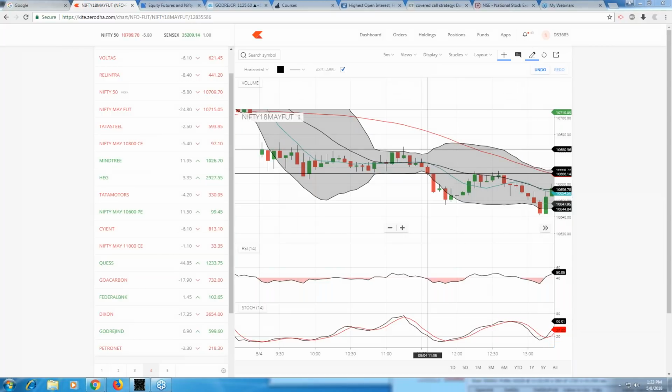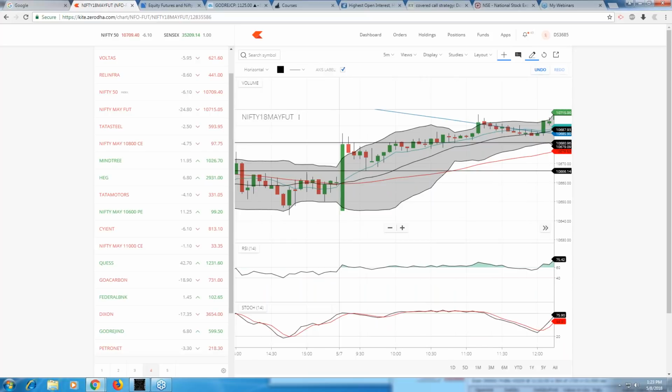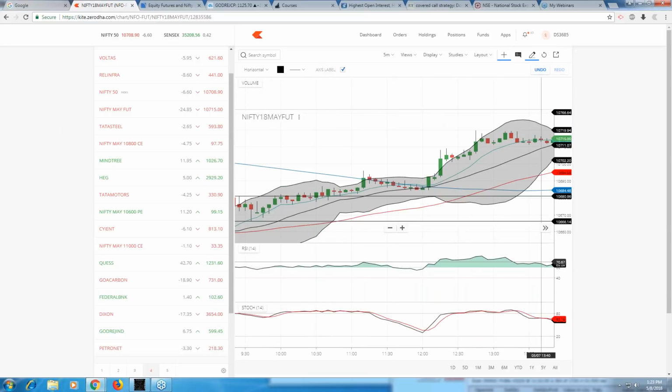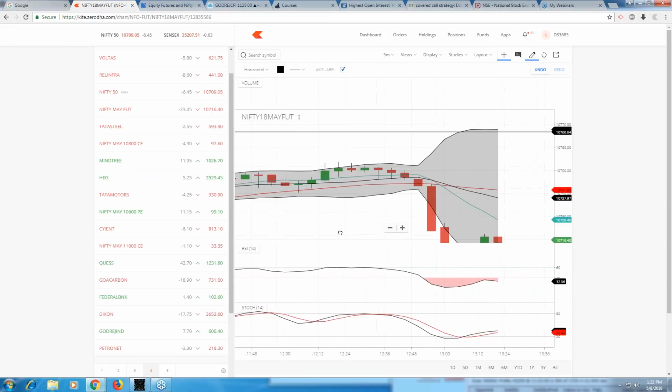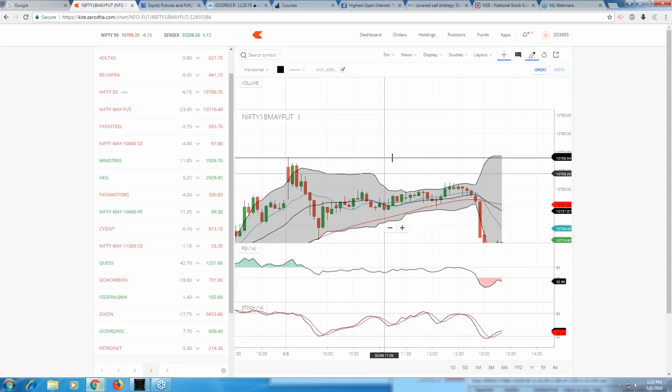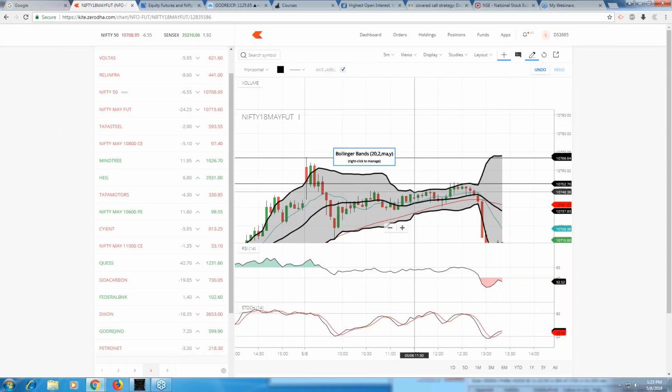Now that was when the squeeze was happening. Let me show you one more. This is a 5 minutes graph. I will show you another entry point, how I take an entry. Whenever the market has, let's say, this situation out here, this is a situation where the squeeze is happening. So let me again draw a line. This is how the squeeze is happening. This is the squeeze that's happening.